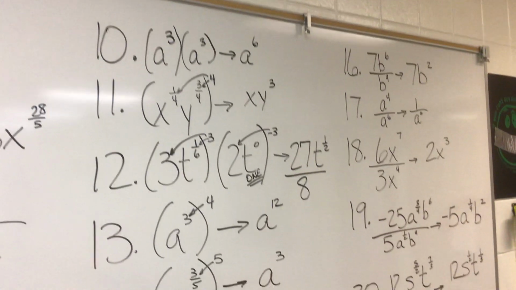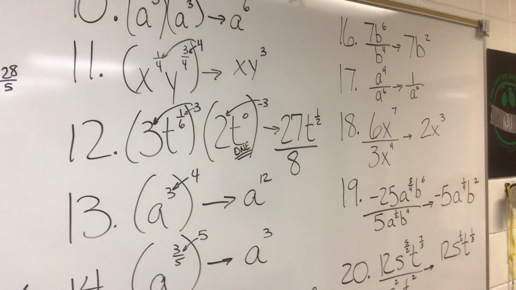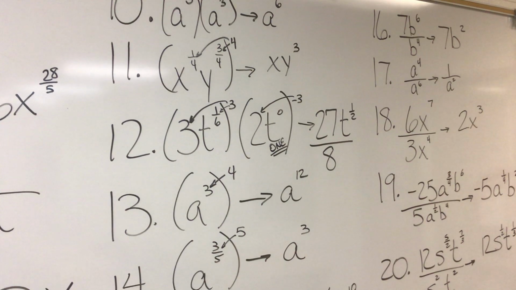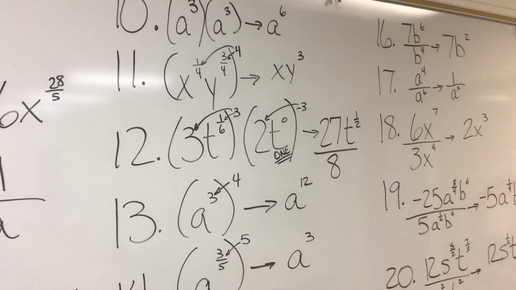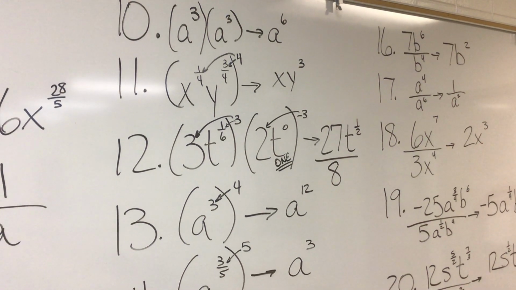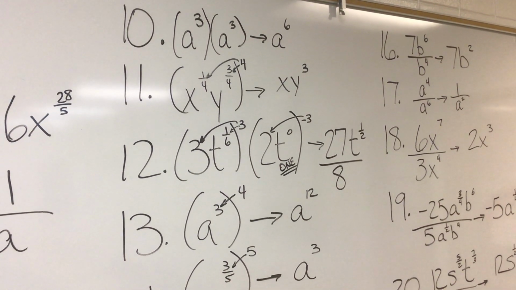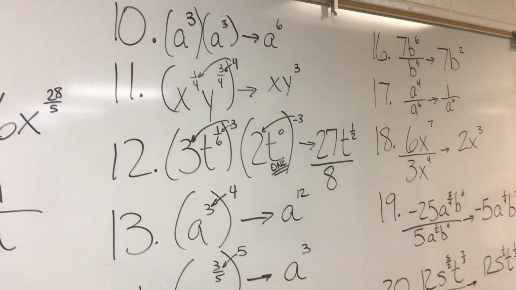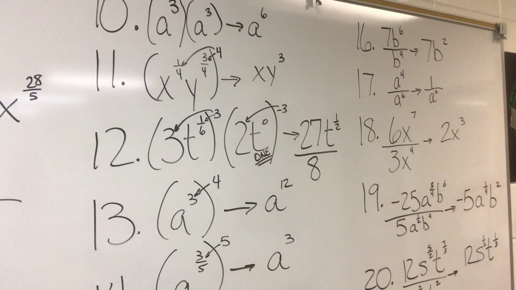All right, number 12. 3t to the 1/6 all taken to the 3rd power. And then 2t to the 0 is taken to the -3. So let's go back. And 3 is a base. It has an exponent of 1. I'm going to multiply 1 times 3. I'm going to get 3 to the 3rd. Well, 3 to the 3rd is 27. That's where we get the 27 there.